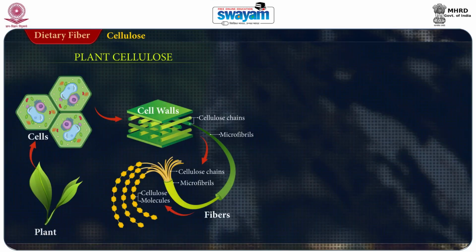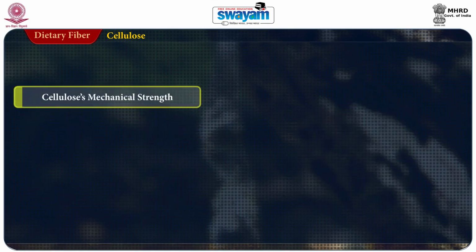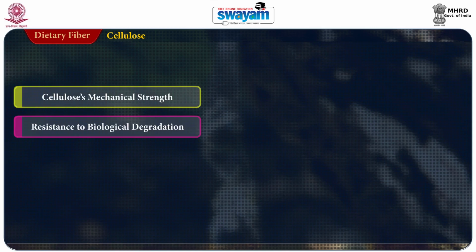Let us now see each of the dietary fibers in brief. First, cellulose. It is a major cell wall component in plants, an unbranched linear chain of several thousand glucose units joined by beta-1,4-glycosidic linkages. Cellulose provides mechanical strength. It is resistant to biological degradation.